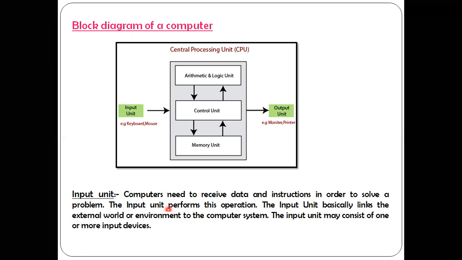The input unit basically links the external world or environment to the computer system. The input unit may consist of one or more input devices. The most important thing is computer need to receive data and instructions in order to solve a given problem. So the commonly used input devices are keyboard, mouse, OMR, OCR, MICR, barcode reader, light pen, joystick, many more things.